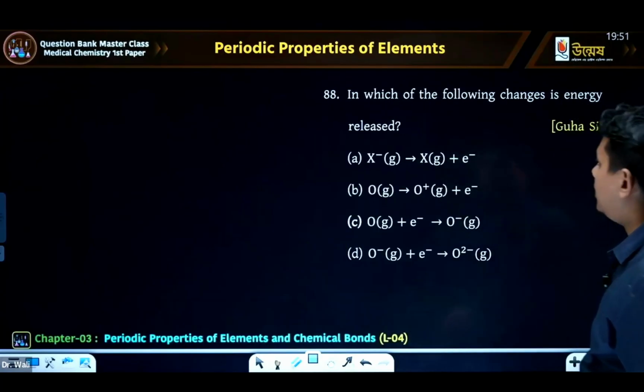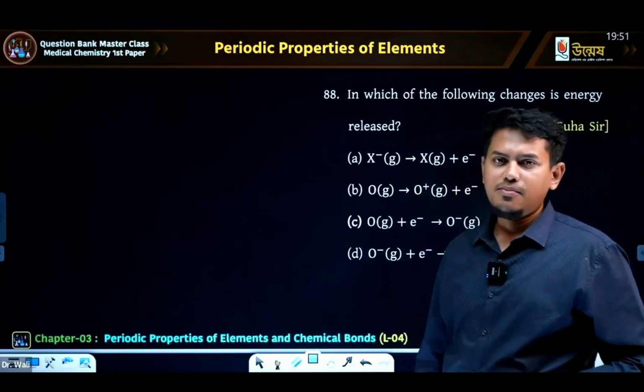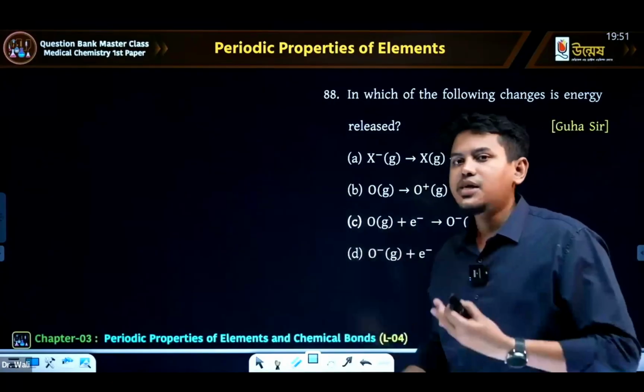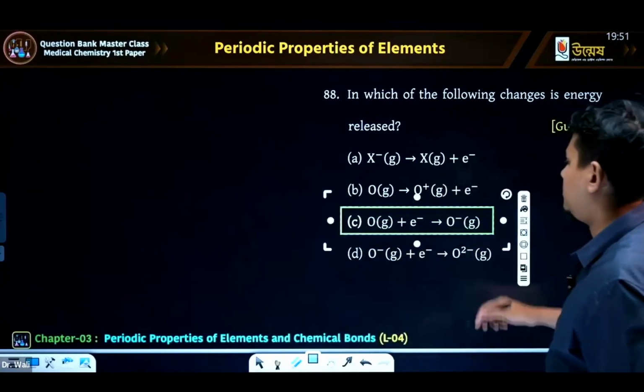In which of the following changes is energy released? Energy is released in the case of electron affinity because the sign is negative. Energy is released in accepting an electron. So the answer should be this one.